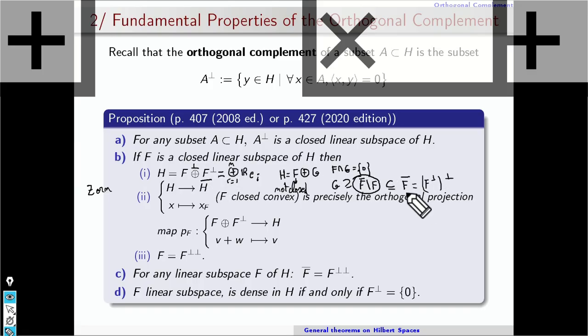In fact, in the fourth section, we'll see that for any element in here, you can always find an element in F whose inner product with this element in F closure is non-zero.